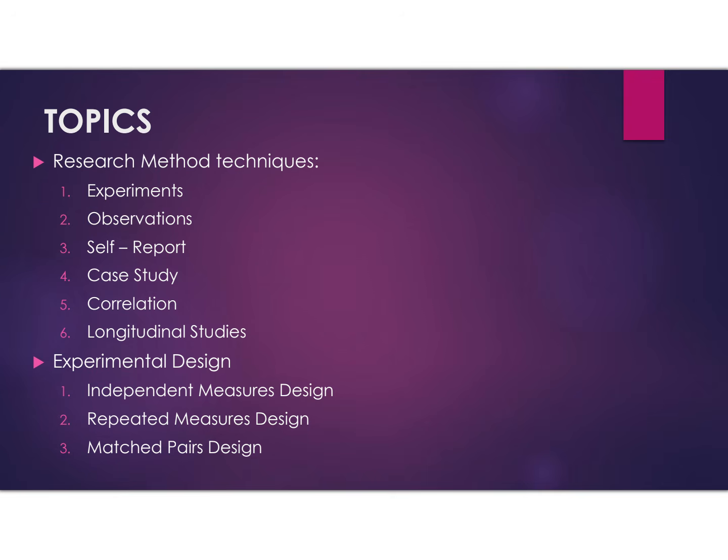So we have research method techniques, which include 6 types of studies that we can conduct: experiments, observation, self-report, case study, correlation, and longitudinal studies. What's important here are the definitions of each, the types of each, as well as the strengths and weaknesses of each. Then we have experimental design, which includes independent, repeated, and matched. Similarly, we need to know the definitions as well as the strengths and weaknesses of each.